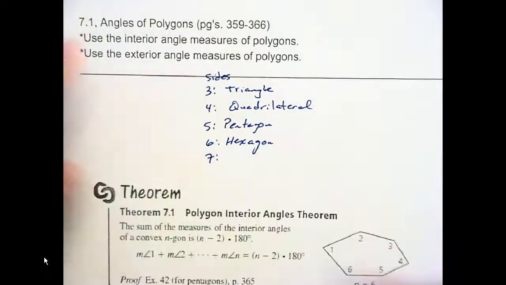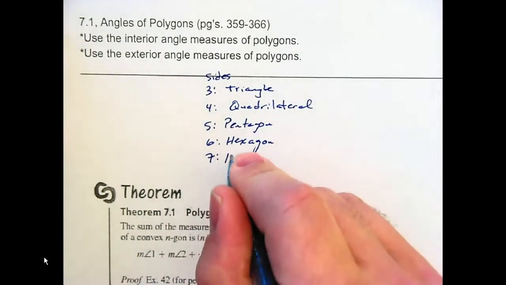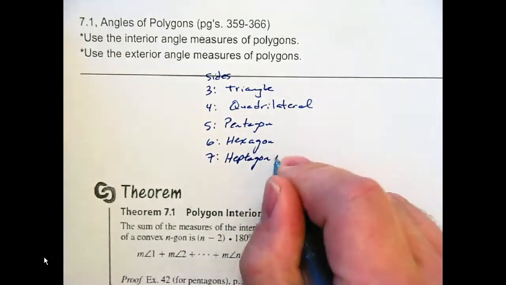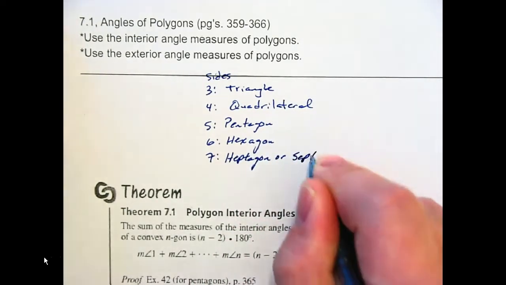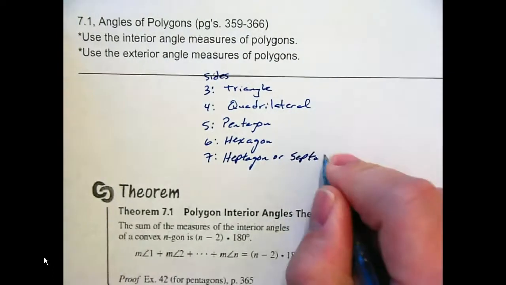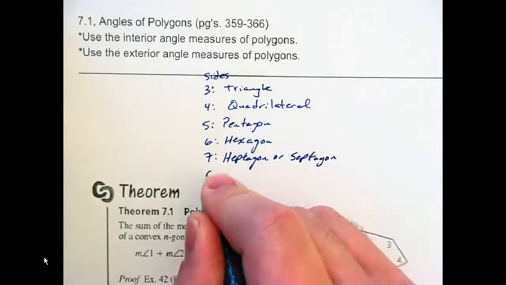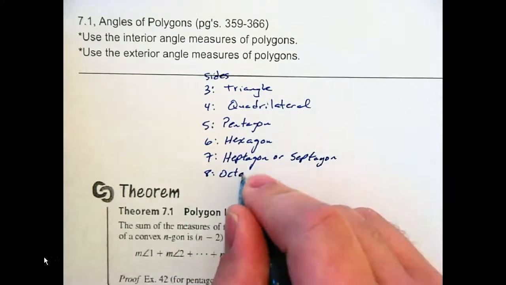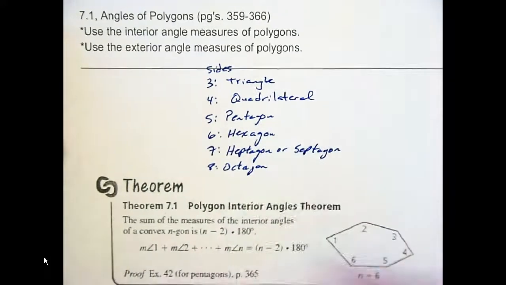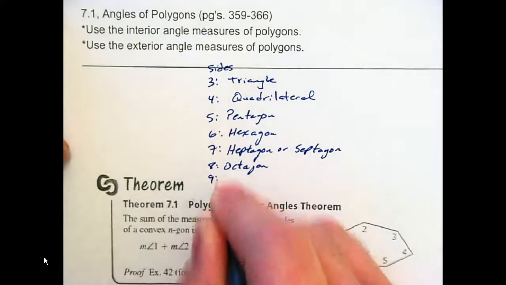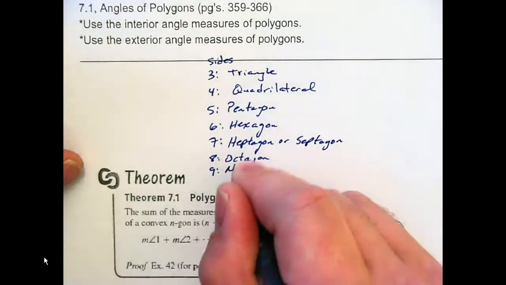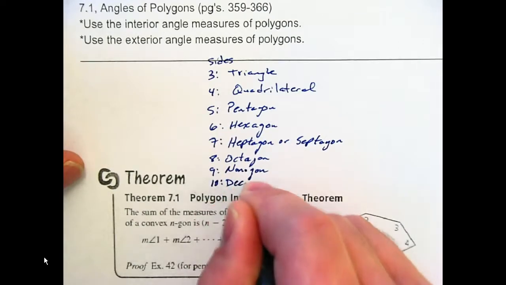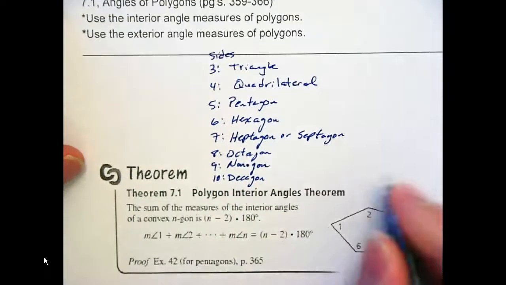7. Yeah, it's actually called a hepta or a septagon. Heptagon or septagon, depending on if you're dealing with Latin or Greek there. Okay. 8. Octa. What's the most famous octagon? Stop sign. 9. Nonagon. 10. Decagon. And then we'll actually do 12 as well.